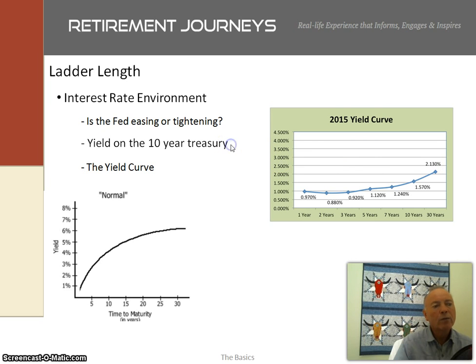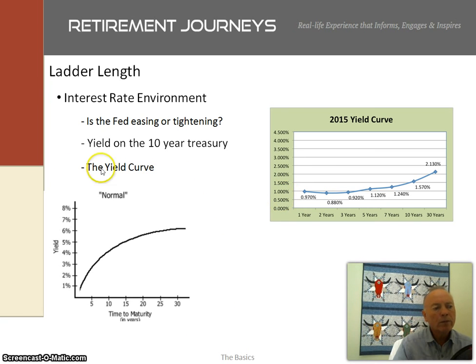And I include the 10-year Treasury yield here as a point of reference because it helps you understand the risk versus return trade-off. And currently, the 10-year is yielding 1.5%. And the yield curve is where it all comes together, and it's an important reference point for establishing the length of a bond ladder.